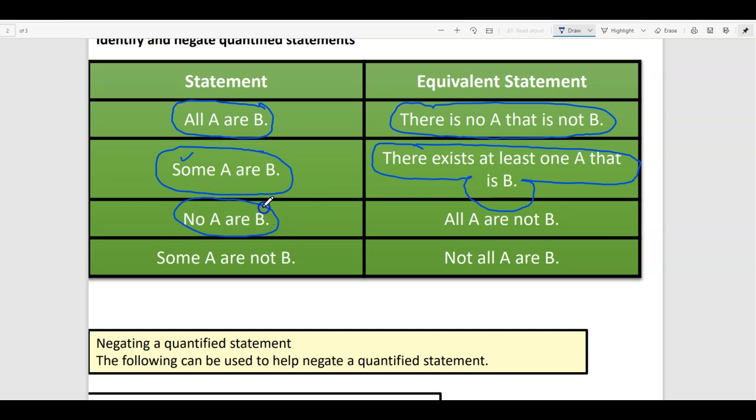No A are B. All A are not B. It's just the negation. Some A are not B. Not all A are B.